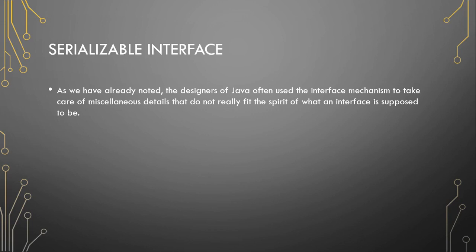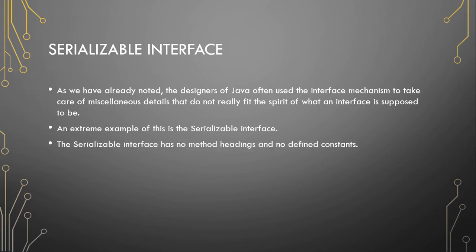Now, in the last lesson, we talked about how the designers of Java often use the interface mechanism to take care of miscellaneous details that do not really fit the spirit of what an interface is supposed to be. An extreme example of this, of course, is our serializable interface. Serializable interface has no method headings and no defined constants. So if you actually look at it, it's just serializable, and there's nothing really inside of it. So as a traditional interface, it's kind of pointless because you don't have any constructs for it.